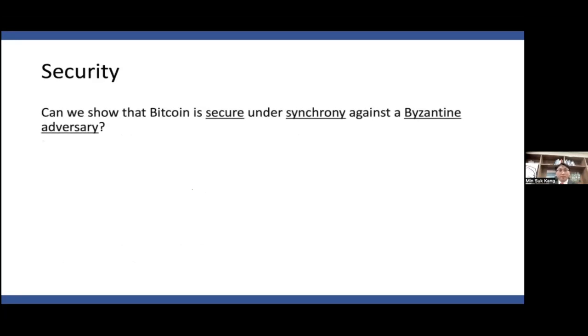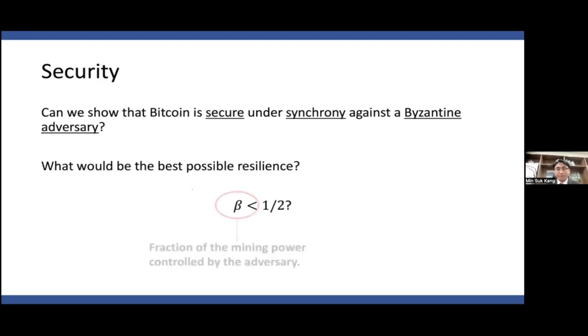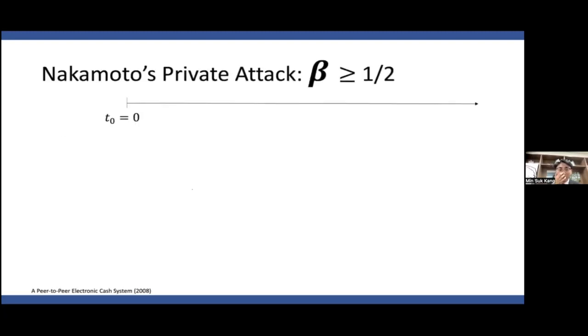What about the security? Can we show that Bitcoin is secure under synchrony against a Byzantine adversary? Byzantine adversary meaning that a miner can do anything. What would be the best possible resilience? So typically we say that Bitcoin is secure if the number of malicious guys or Byzantine adversary is less than 50%. And I think this is sort of easy to understand. So let me just explain this slide and move to the next one.